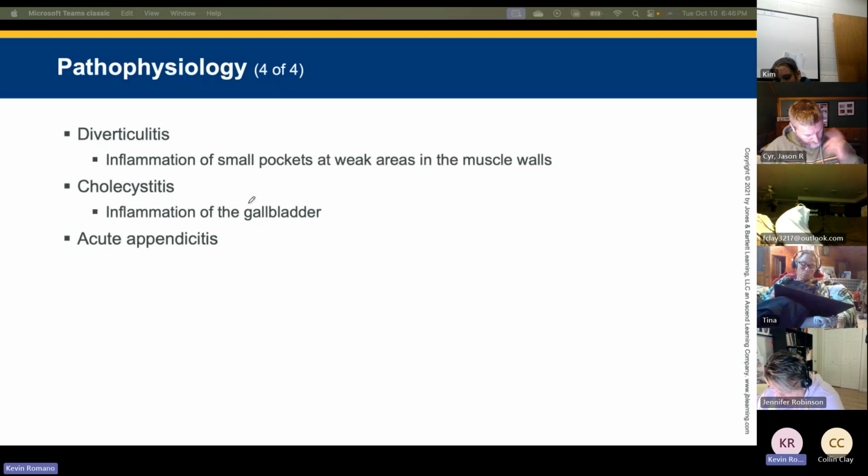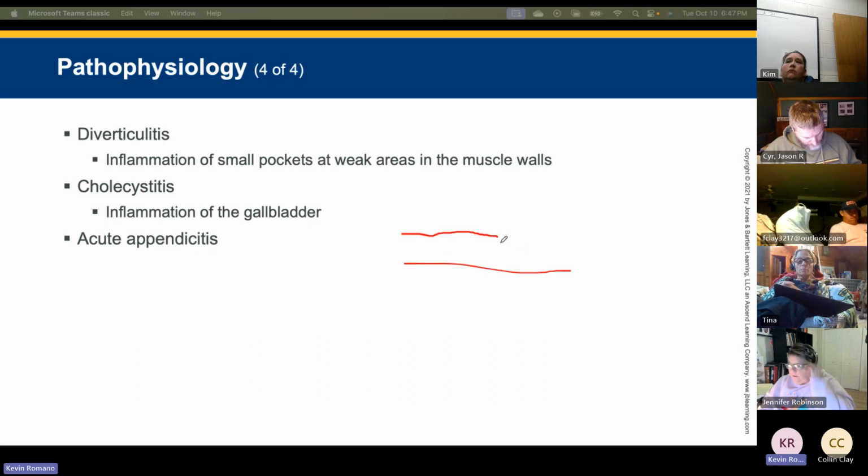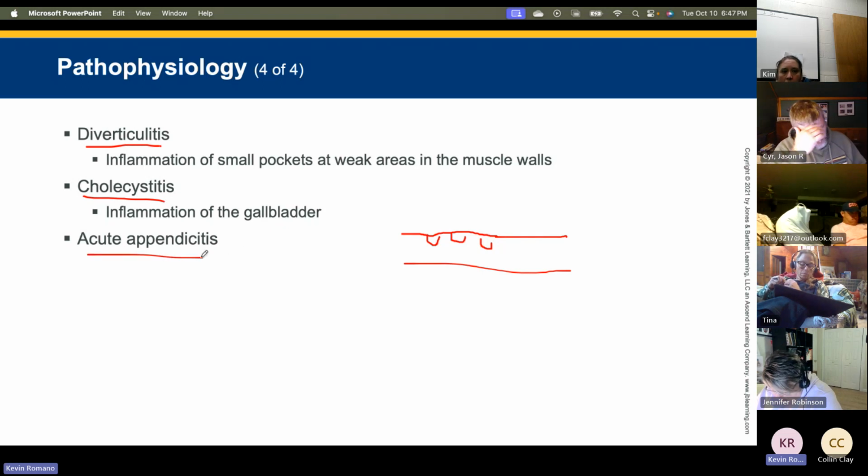Diverticulitis is an inflammation of the small pockets at the weak areas of the muscle walls, right? So you'll have like the muscle walls being here, okay? And you'll have little pockets like this inside, right? Cholecystitis is an inflammation of the gallbladder, right? You're going to need to know these names, right? So you have inflammation of the diverticulum, diverticulitis, right? Cholecystitis is an inflammation of the gallbladder, and acute appendicitis is our inflammation of the appendix.